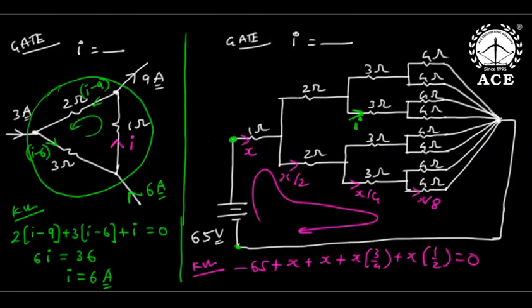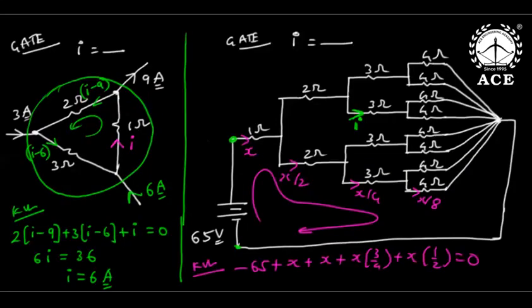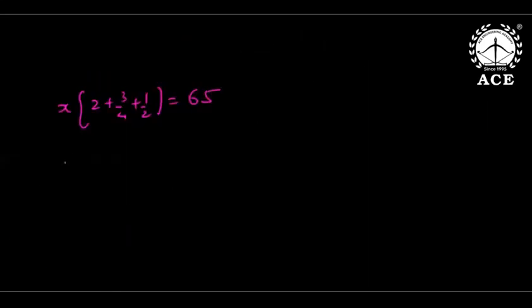So if you observe, x you take common: 2 plus 3 by 4 plus 1 by 2. 2 plus 3 by 4 plus 1 by 2 is equal to, right side, this 65 will come. Now if you take LCM 4, it becomes 13 by 4 equal to 65. So 13 ones are 13, 13 fives are 65. So x is equal to 20 amperes.